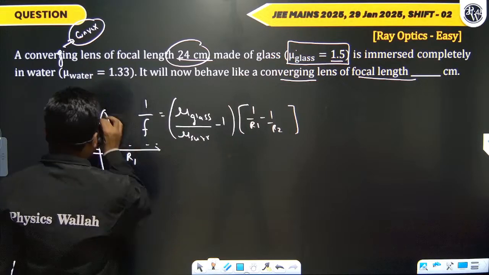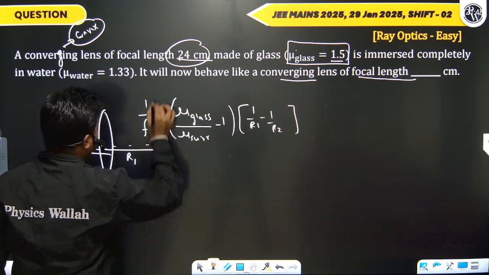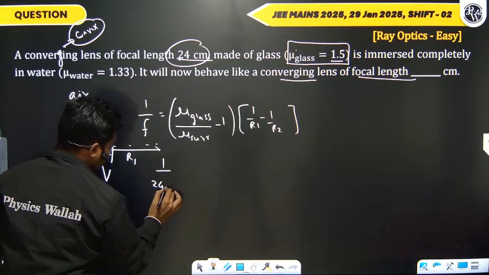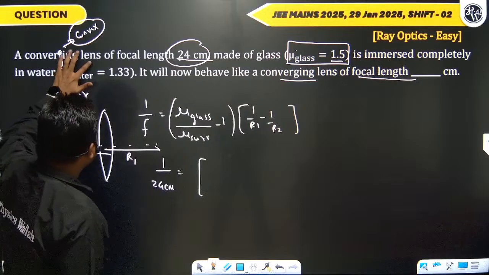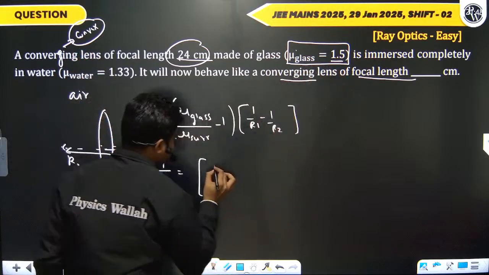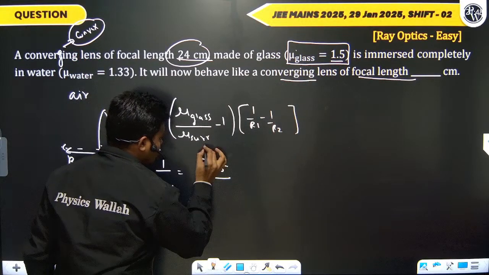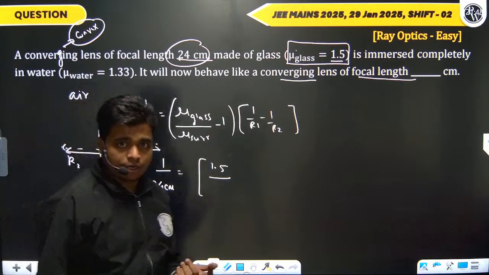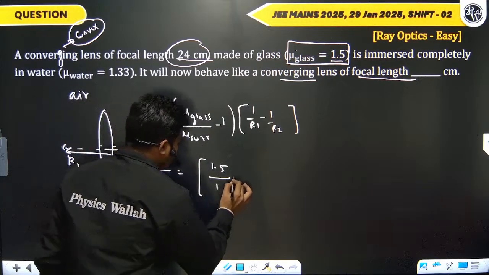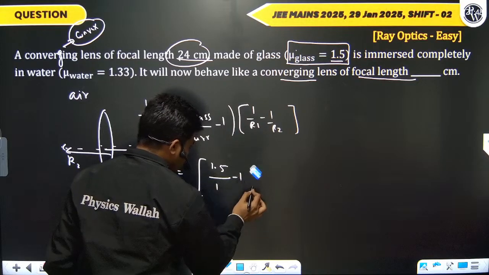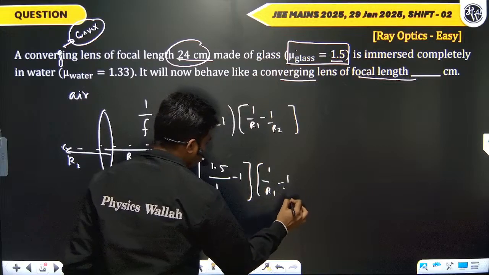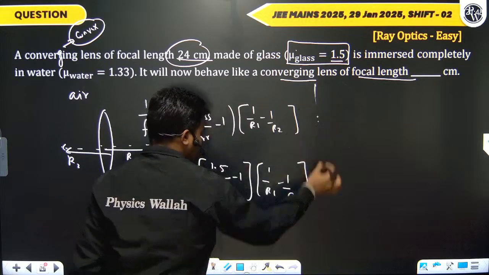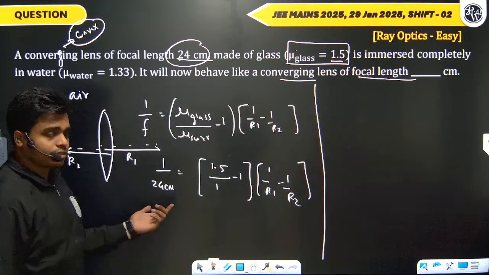So in case of air, we write 1 by focal length, 24 centimeter. So 1 by 24 centimeter equals mu of the glass, refractive index 1.5, divided by surrounding medium, air, for which we take the refractive index 1 only, minus 1, into 1 by R1 minus 1 by R2. This is the focal length in case of air.